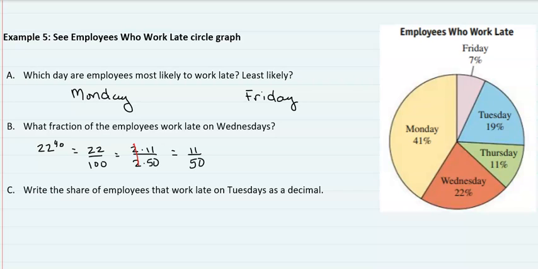Write the share of employees that work late on Tuesdays as a decimal. This one is 19%, and they want it as a decimal, so that's going to be 0.19.